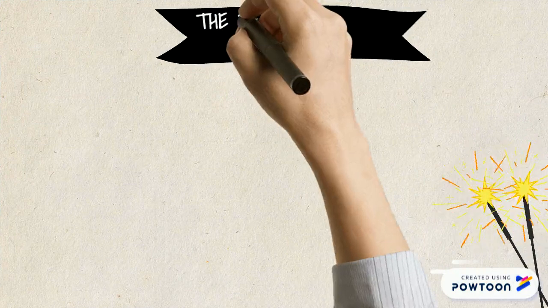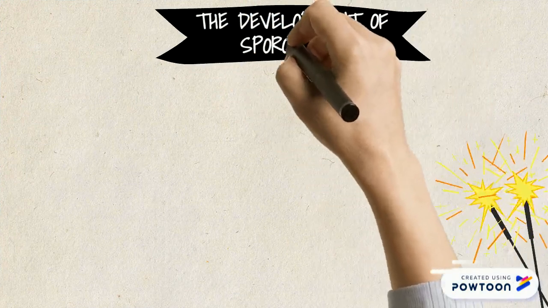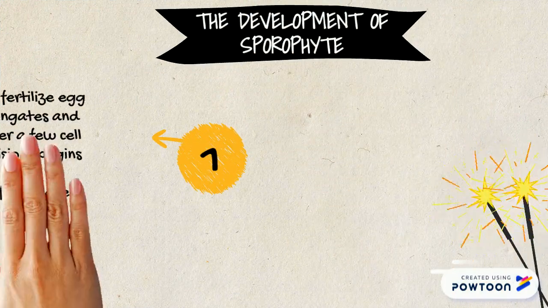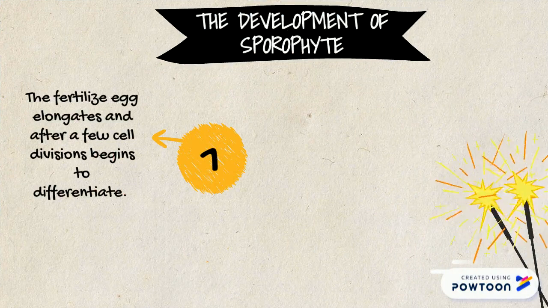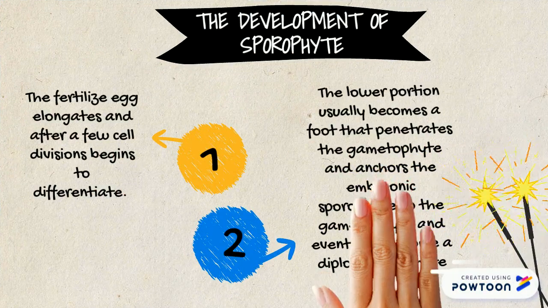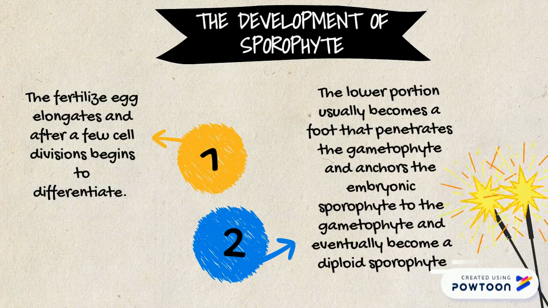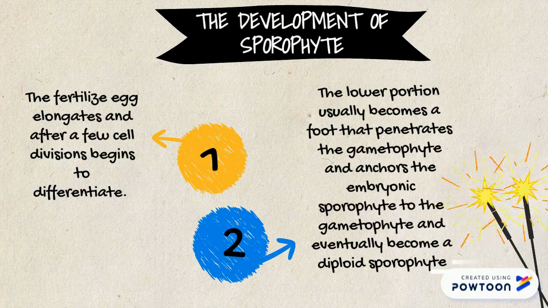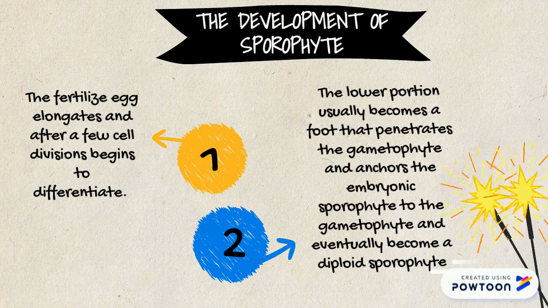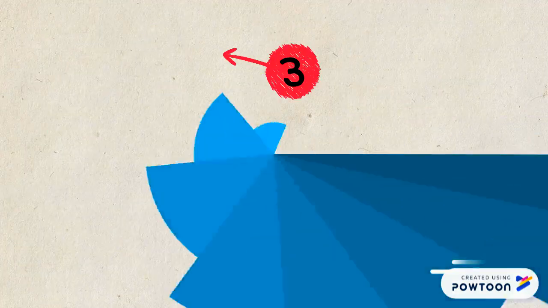The development of the sporophyte begins. The fertilized egg elongates, and after a few cell divisions begins to differentiate. The lower portion usually becomes a foot that penetrates the gametophyte and anchors the embryonic sporophyte to the gametophyte, and eventually becomes a diploid sporophyte.